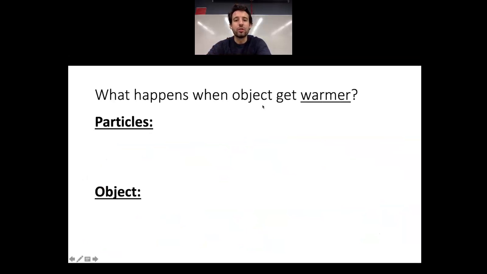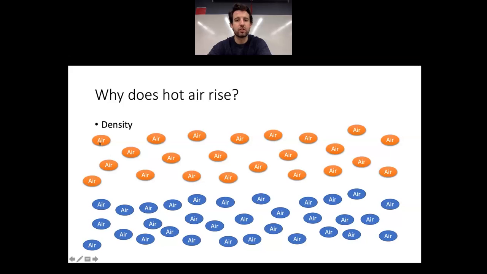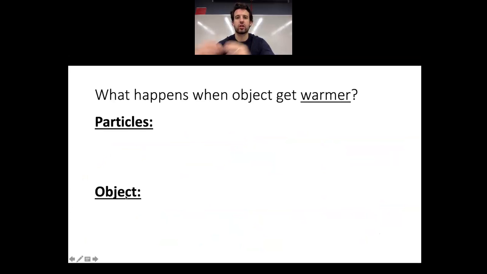Okay, so a couple things happen when an object gets warmer. The first thing we're going to talk about is the particles. That's these guys right here. So you can think of these as kind of like mock-ups of atoms. And then we're going to talk about the object itself, so actually like a little sample of air. Hopefully particles versus object makes sense.